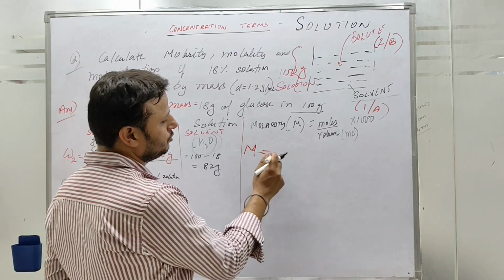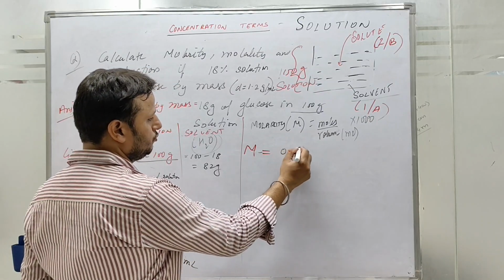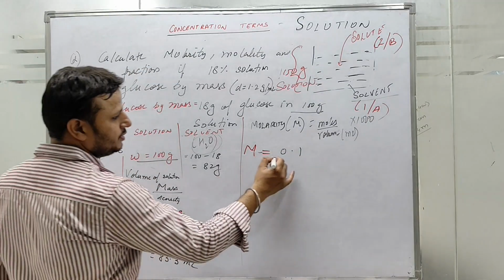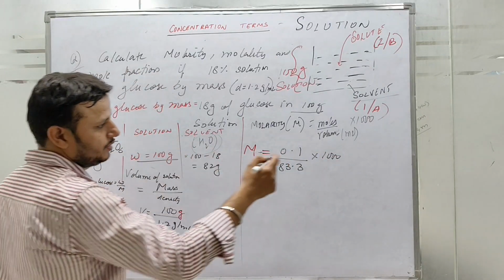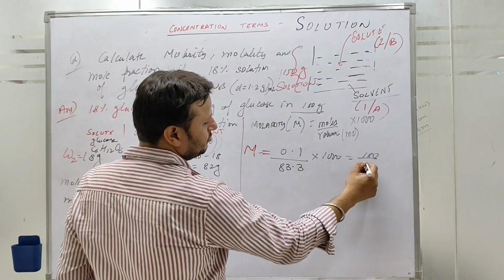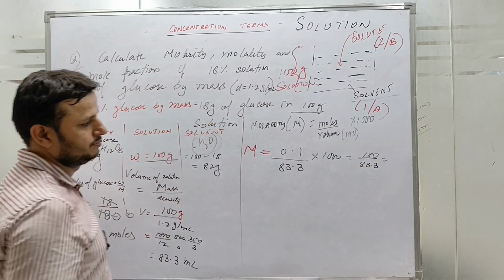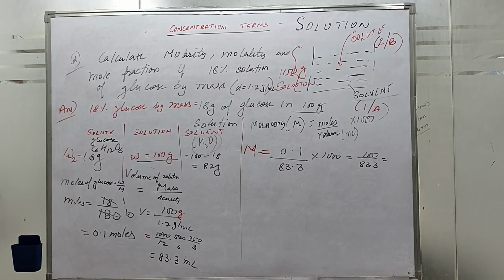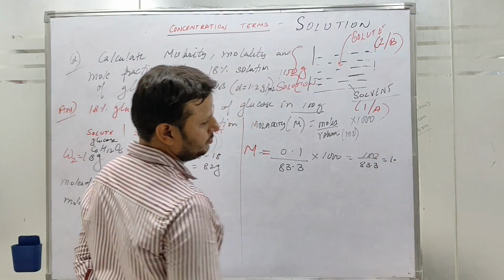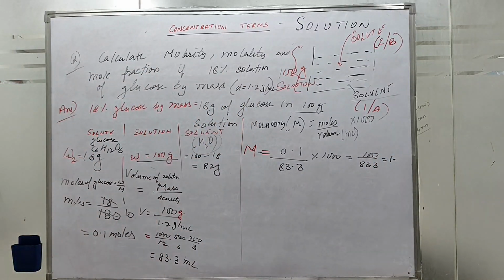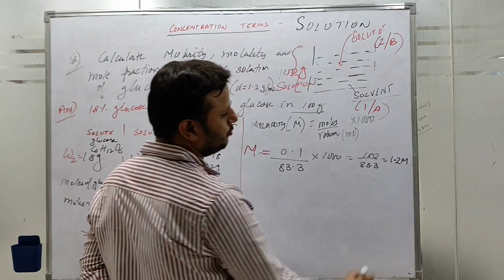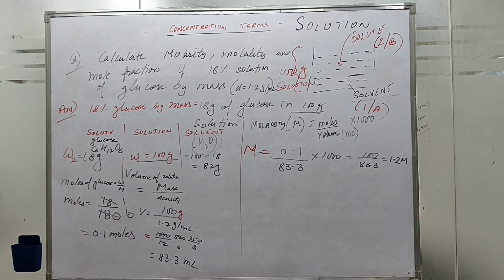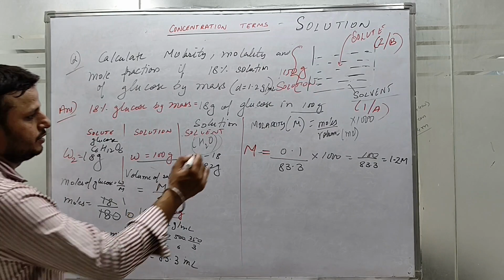So now we will put it in the formula of molarity. Molarity is equal to moles 0.1 divided by 83.3 into 1000. So that is equal to 100 by 83.3, and that will come as 1.2 approximately. So it is approximately 1.2 molar. So this is the first term, molarity.